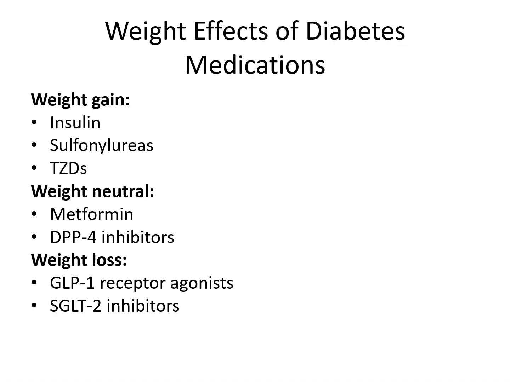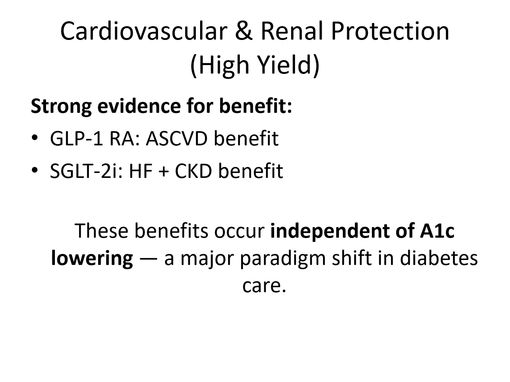So, a quick summary slide of the weight effects of diabetes medication. Weight gain: insulin, sulfonylureas, and TZDs. Weight neutral: metformin, although there may be a slight benefit, and DPP4 inhibitors. Weight loss: GLP-1 receptor agonists and SGLT2 inhibitors.